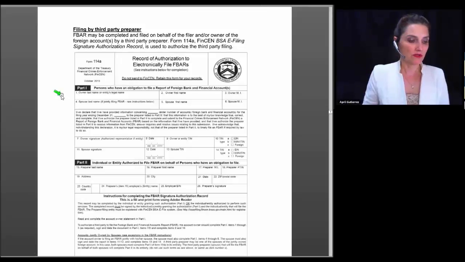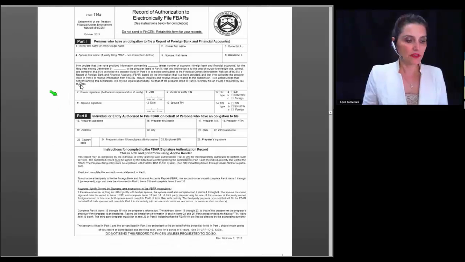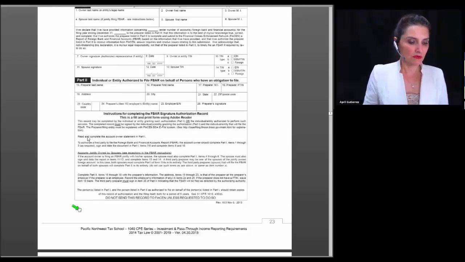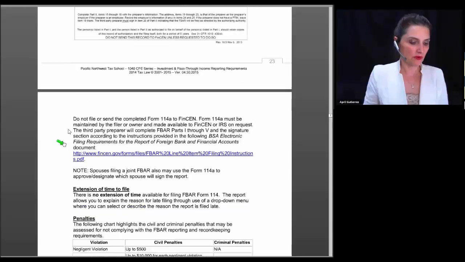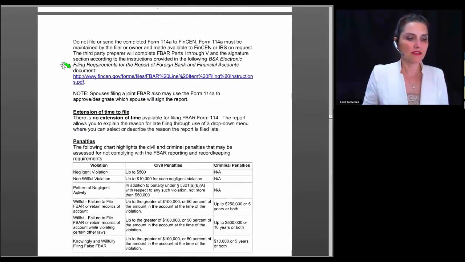So you will enter the owner's name, the owner's social security number. You will get the owner of the financial accounts to sign the form, and then that gives you permission to e-file their FBAR for them. Do not send the 114A form to FinCEN. FinCEN does not want to see it. They also don't want to see paper copies of FBAR. They must be filed electronically. They don't want to be processing any paperwork.